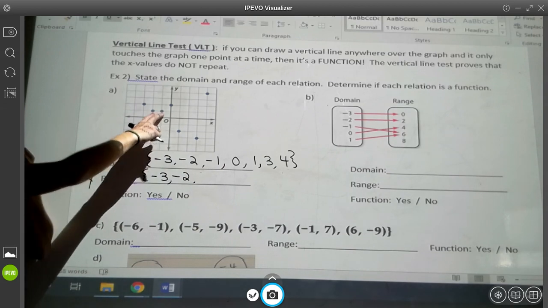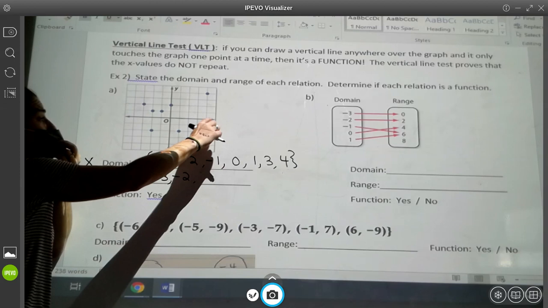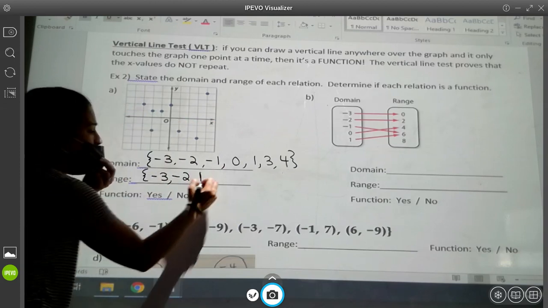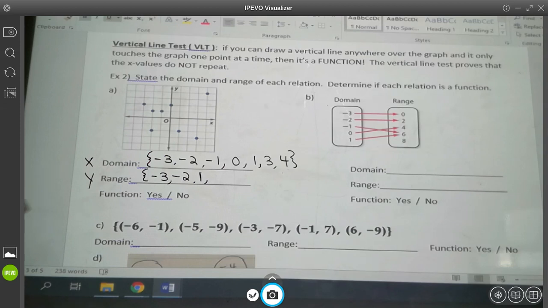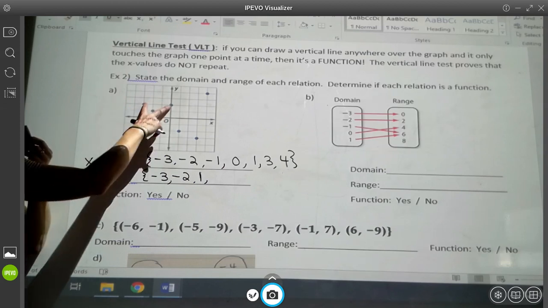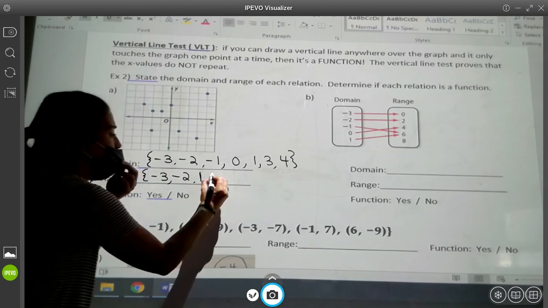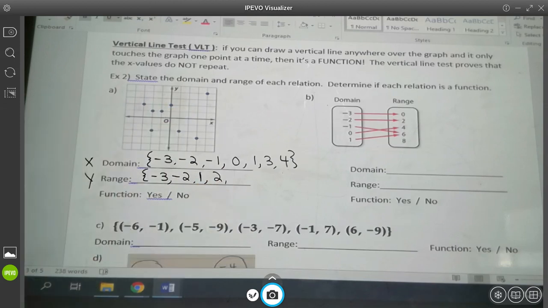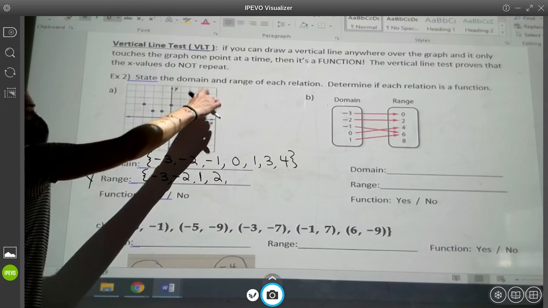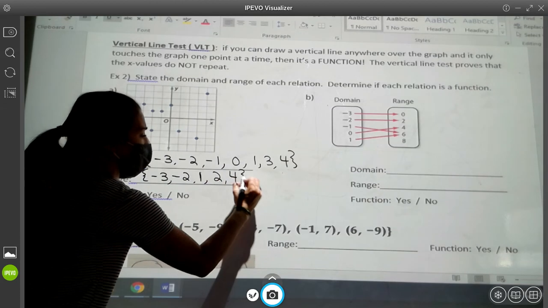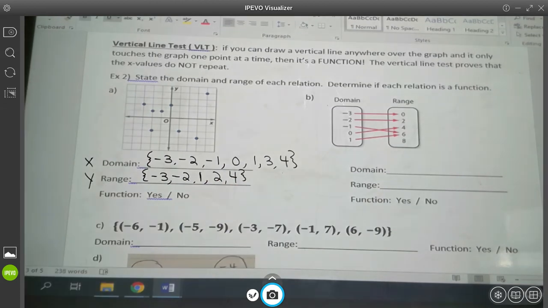All right, the next 2 blue dots also share a y coordinate of +1, and we don't list repeats, so we only list it one time. All right, the next 2 blue dots also have the same y coordinate of +2, but we only list it once because we don't list repeats. And then the last blue dot all the way up here has a y coordinate of +4, and we only have the one, so we're good. And then we close it. So your range are all of those y values.